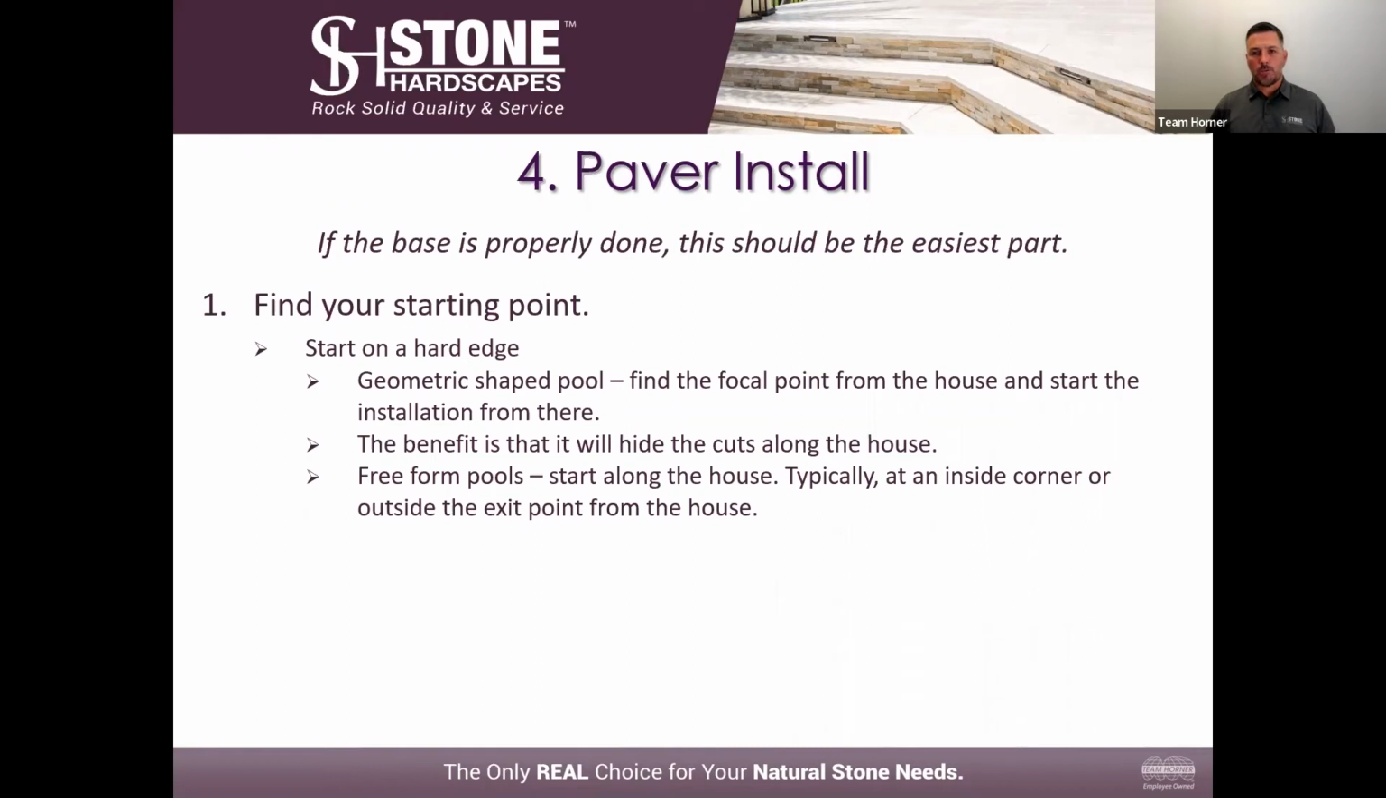Now, the first part of laying your pavers is to find your starting point. There's two real ways to do this, and there's two schools of thought to this. If I'm laying pavers around a swimming pool, and it's an angular, geometric shaped swimming pool, then I want to start the paver install along the swimming pool line. And with that, I want to find the most visual aspect of the pool itself. Usually that's looking out of the house, something out of the kitchen, but somewhere that's the most visual aspect of that pool is where I want to start the pavers.